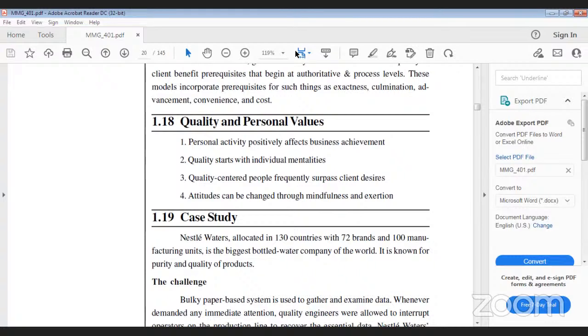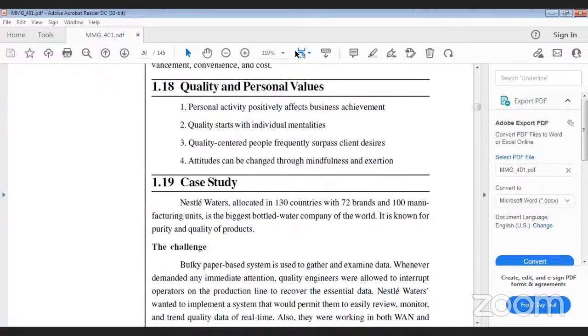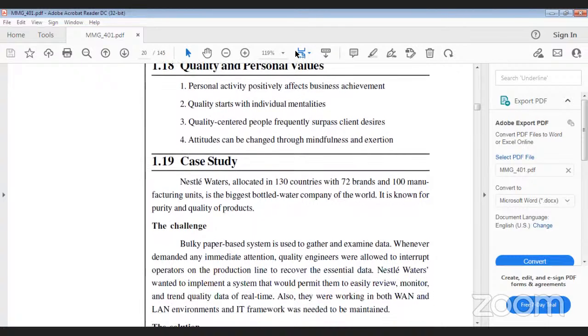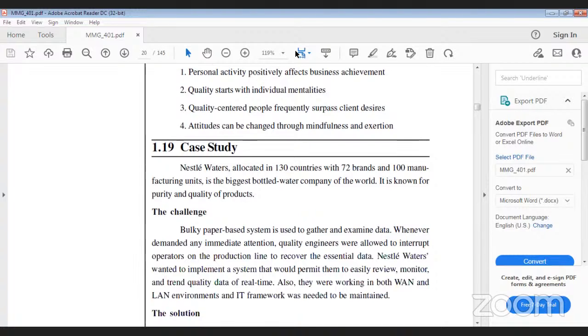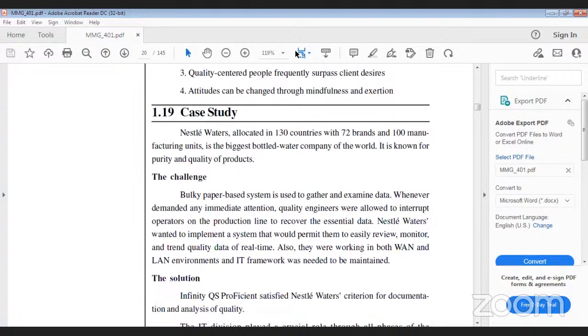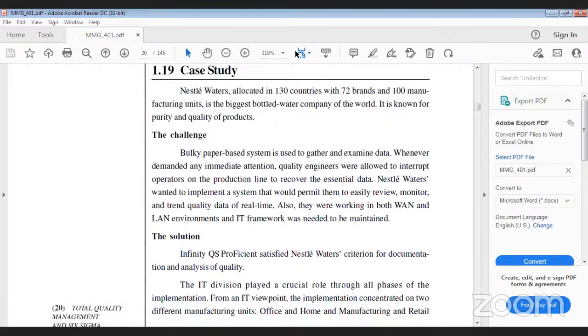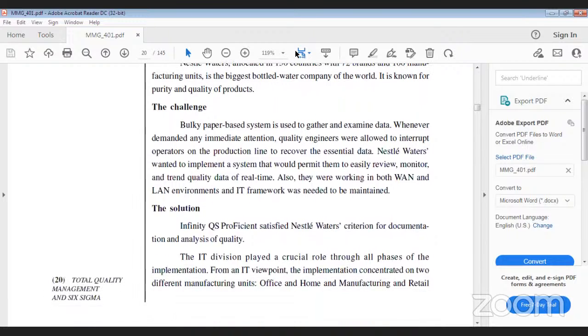Whenever any immediate attention was needed, quality engineers had to interrupt operators, and then the production line recovered essential data. Nestle Waters wanted to implement a system that would permit them to easily review and monitor real-time data.